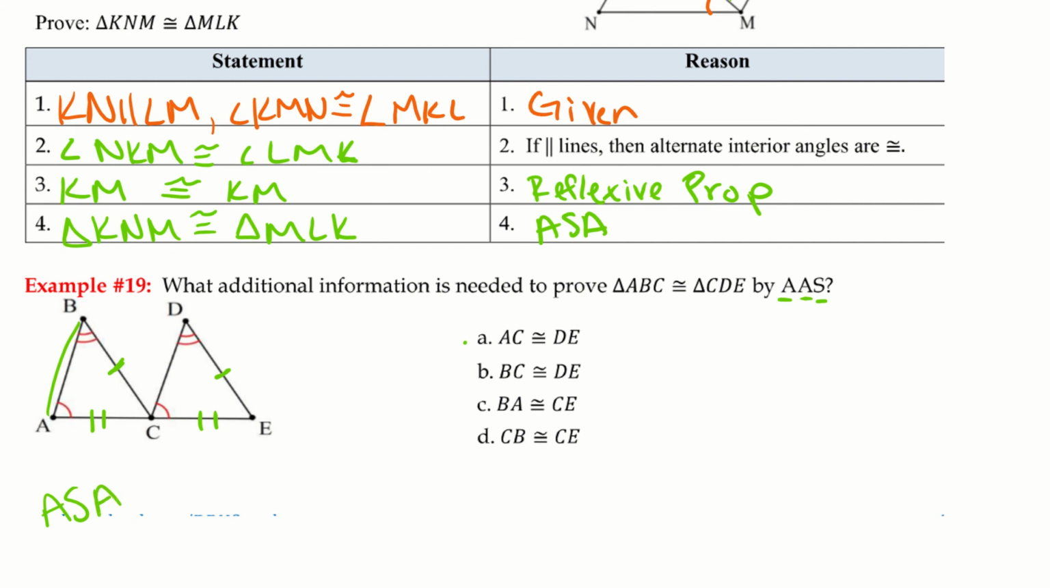We have AC for the first one, which means we'd have to have CE. That does not match up. Alright, BC is next, so if I have BC here, I should match up with DE. Oh, that one does work. Let's double check the other ones just to be sure. BA, oh, that's already a no-go because it's the included side. And then CB is here, so we would need ED, and that doesn't work out either, so it definitely is BC and DE. Alright, and there is the end of 4.4.